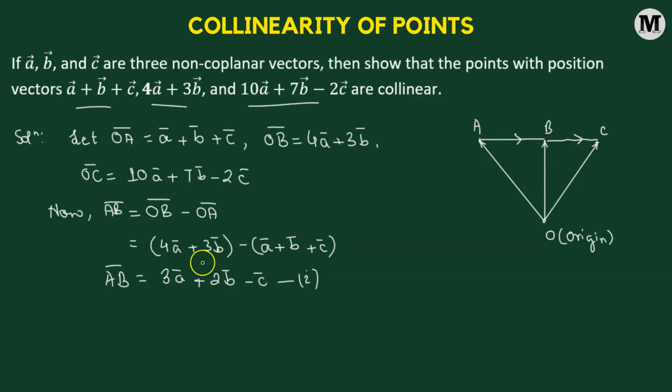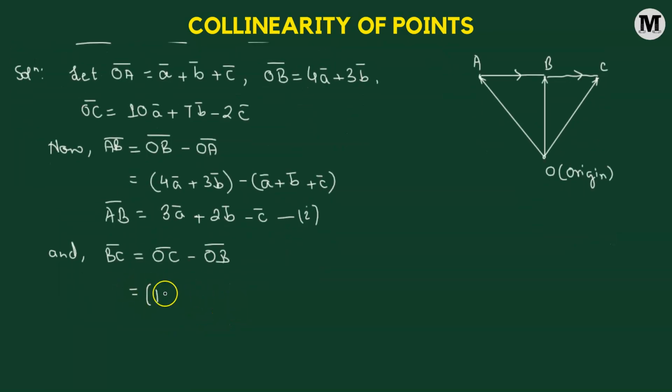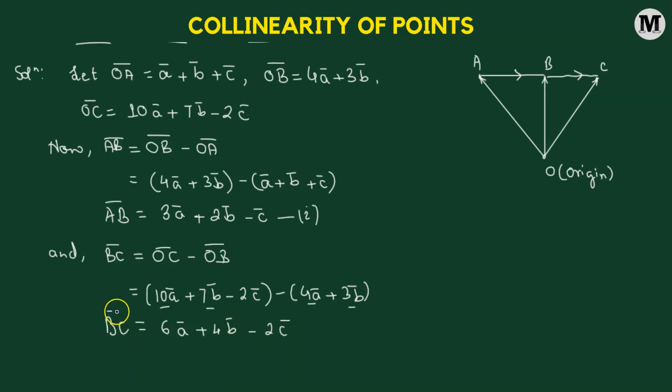Now we'll join B and C, and let's say this is a vector going from B to C. And we'll find out the vector BC. In terms of the position vector, this is simply going to be OC vector minus OB vector. So let's use the values. The OC vector is 10A vector plus 7B vector minus 2C vector. Now from here, we're going to subtract OB vector, which is 4A vector plus 3B vector. Now that gives us, so 10A vector minus 4A vector is going to be 6 times A vector. Then 7B vector minus 3B vector is going to be 4 times B vector, minus 2 times C vector. So we have obtained BC vector as well.